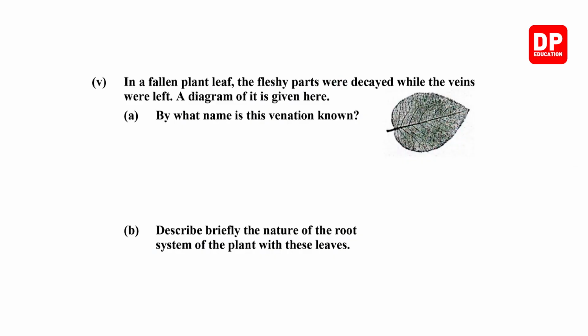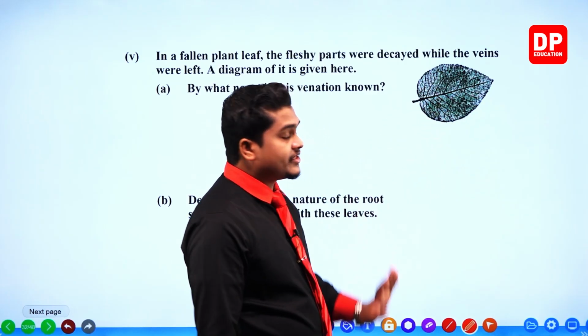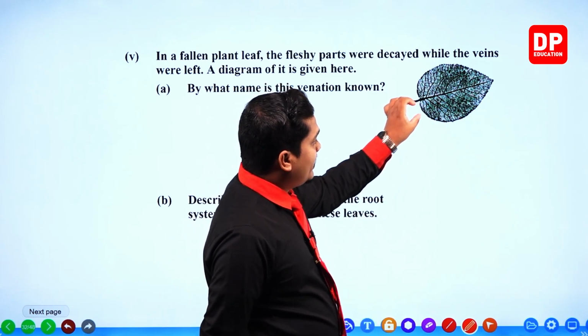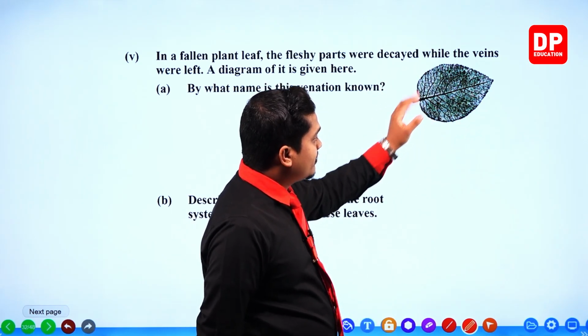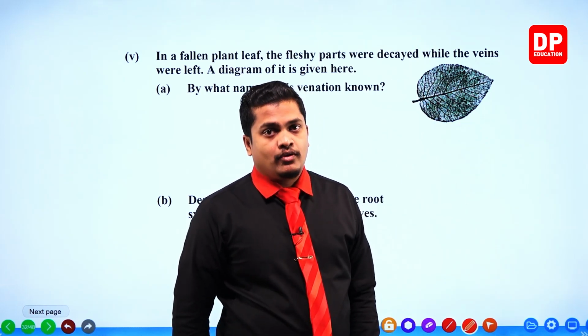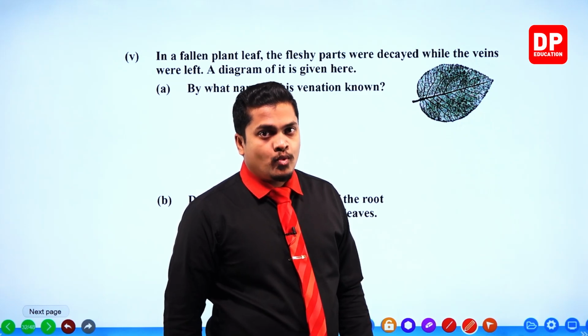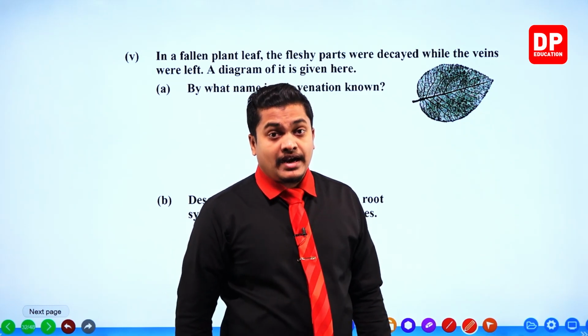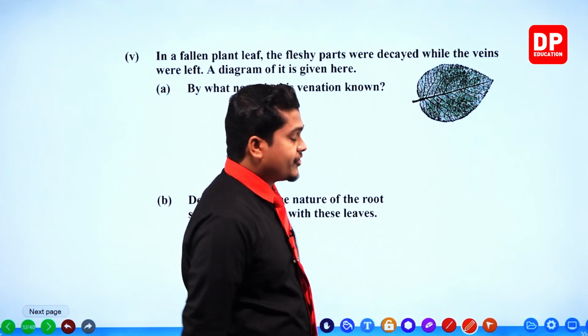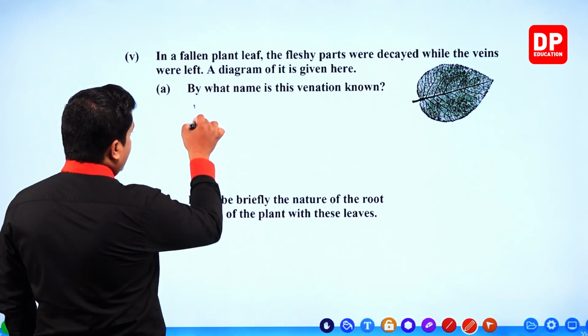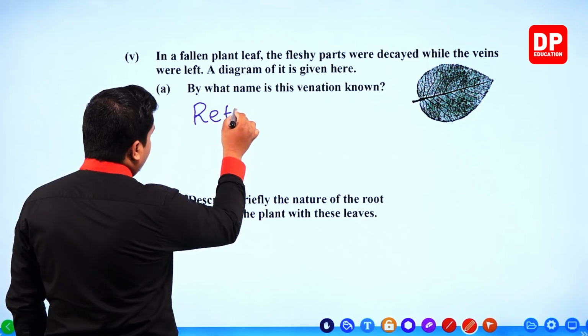Next one. In a fallen plant leaf, fleshy parts were decayed while the veins were left. A diagram of it is given here. By what name is this venation known? When you look at the venation, my dear children, it's quite simple and clear. The veins in this leaf travel here and there, all over the surface of the leaf, which means this is showing reticulate venation. So our answer for the question is reticulate venation.